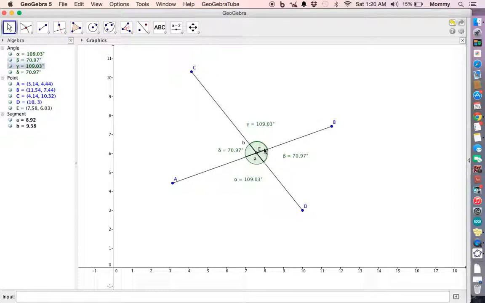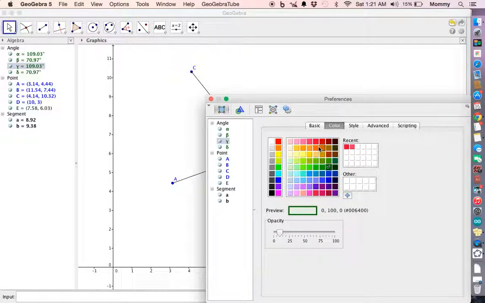Well, these two both have 70.97 on them. And then these two both have 109.03. So these are equal. The measurement of this one is 70.97, and the measure of this one is 70.97. But the letters are different, because they have different names. So to show the ones that are equal to each other, we're going to make them the same color.